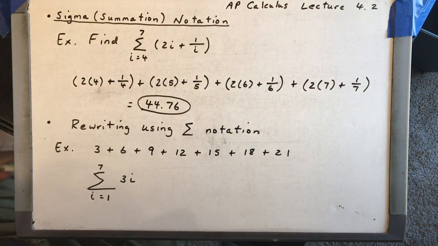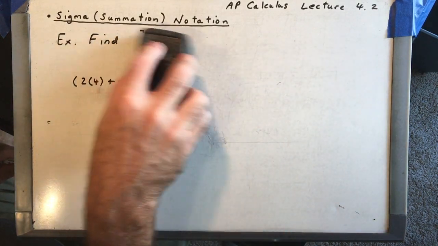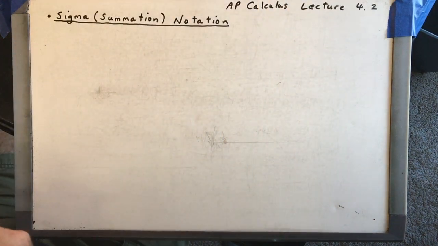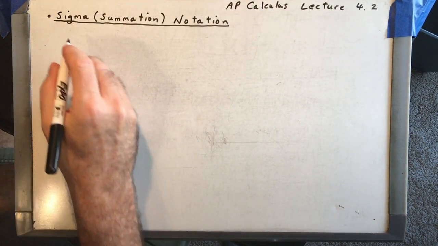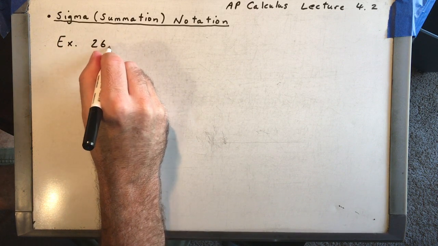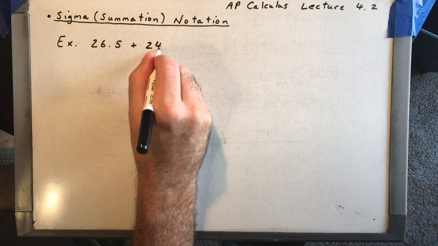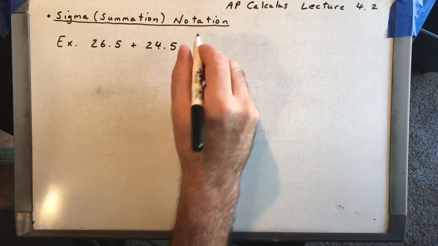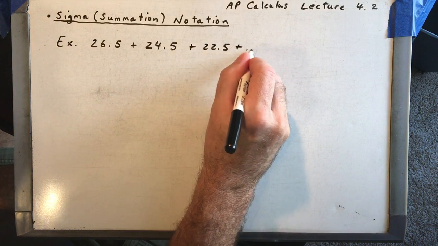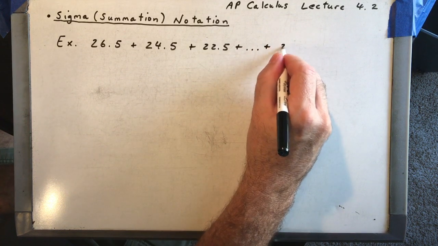Let me do another one that's a little fancier. Let's say we have 26.5 plus 24.5 plus 22.5, and then dot, dot, dot, so I don't have to write them all. The last one is 2.5.